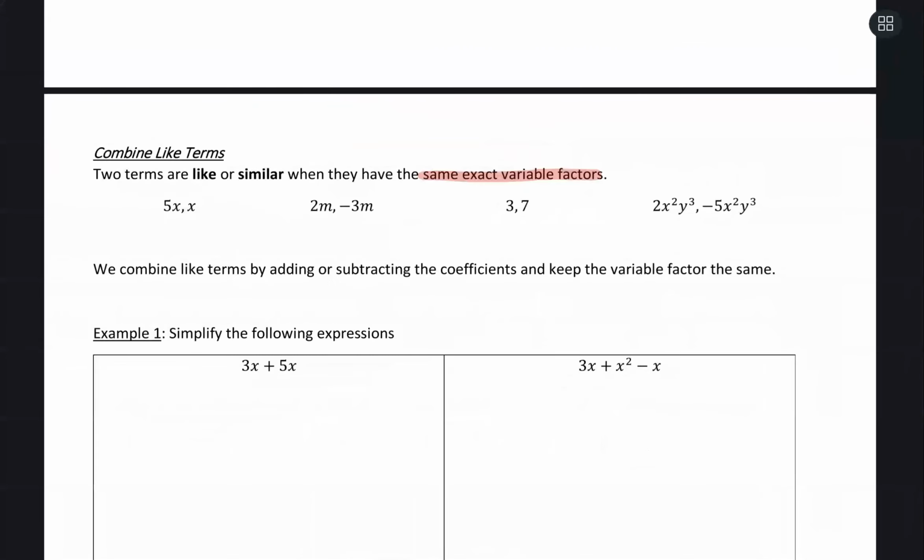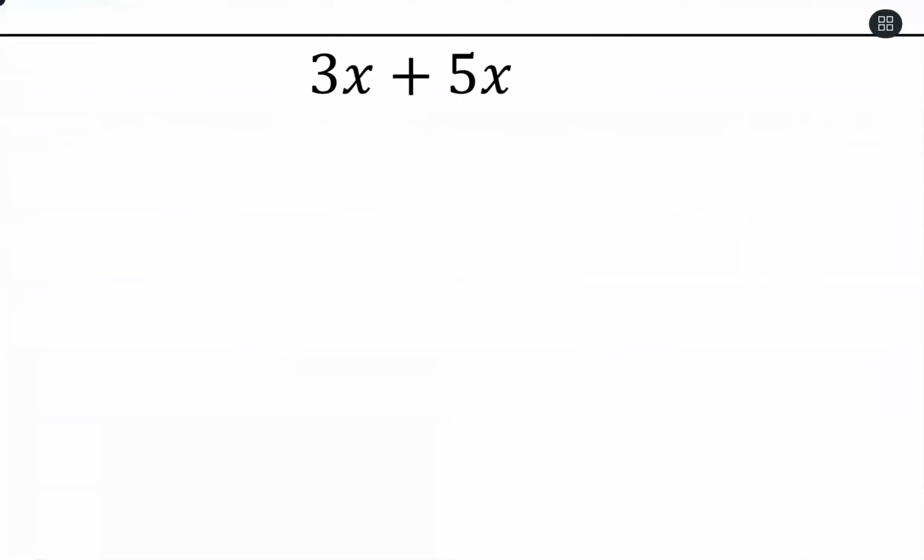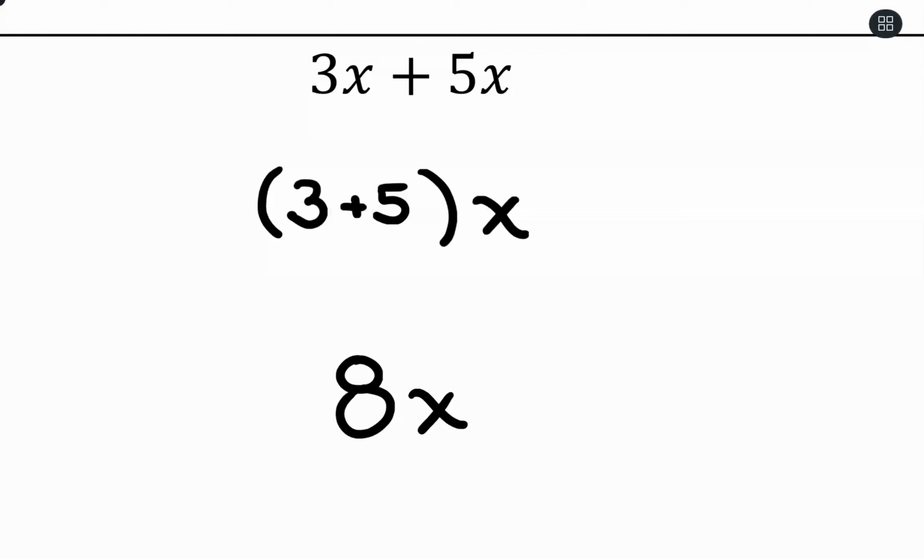Okay, when we combine like terms, what we're going to do is add or subtract the coefficients, and we keep the variable factor the same. So 3x plus 5x. We're going to combine those together. What this looks like is we're going to combine the numerical coefficients, and we're keeping our variable factor the same. Because x is our similar variable factor, that stays. But then what we're going to be doing is 3 plus 5 for our numerical part. So 3 plus 5 is 8. So this simplifies to 8x.